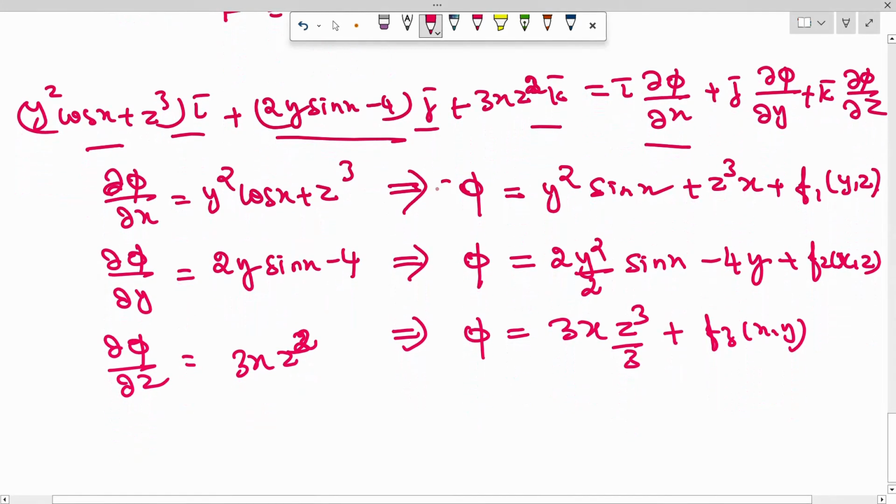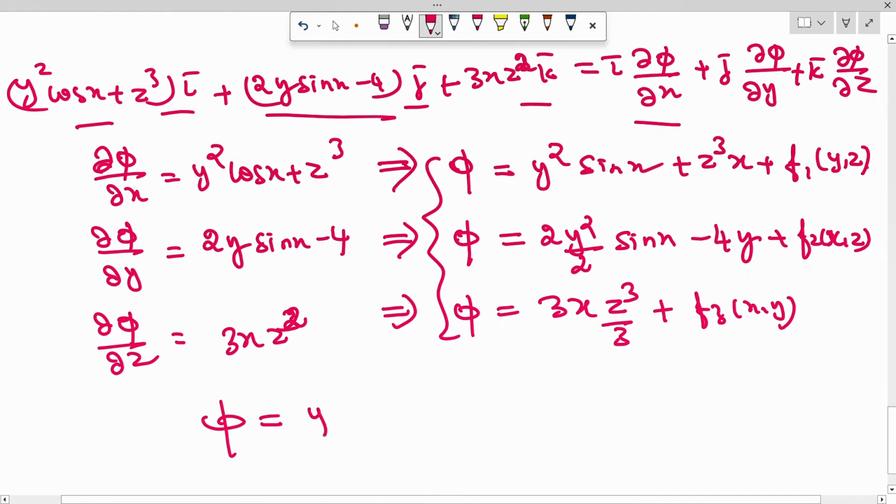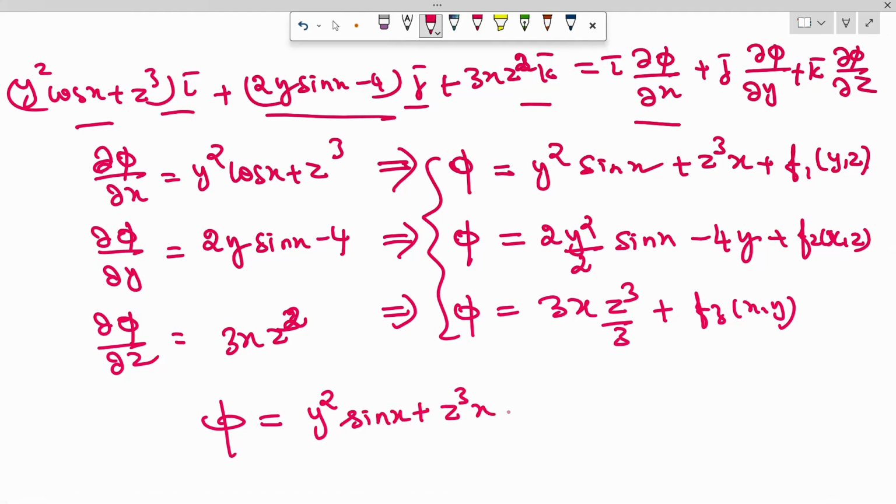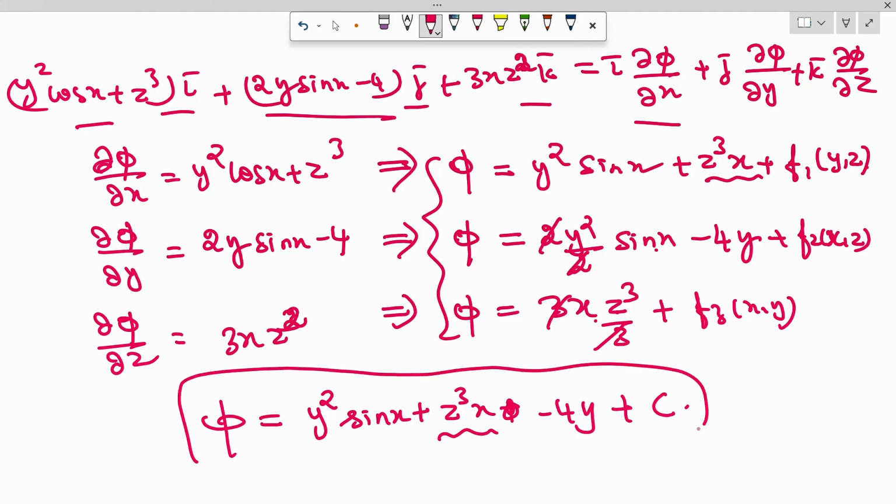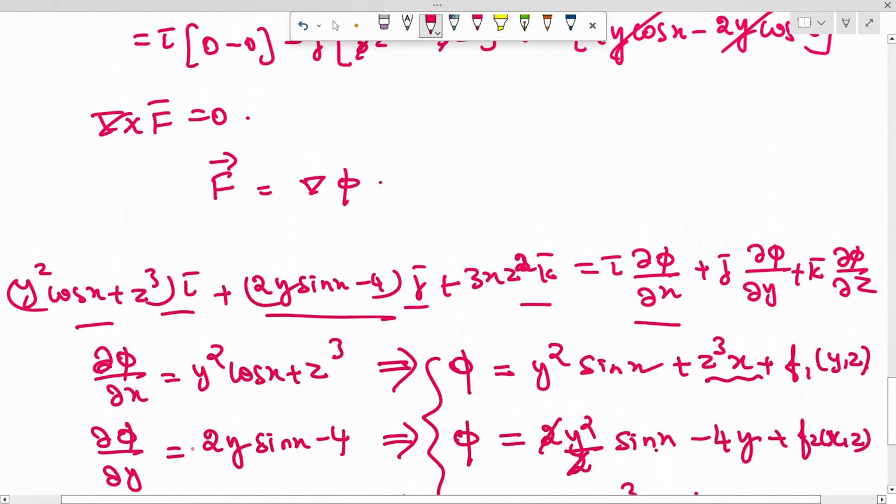Okay, from these three phi values, we are going to write the final answer. Phi is equal to, from the first equation, you write all the terms: y square sin x plus z cube x. Plus, from the second equation, here also y square sin x is there. Already we have written it here, you don't need to write it again. Next term will be minus 4y. The 3 cancels; here x z cube is there, already written here. From the third term already written here, don't write it again. That's all. Plus c, we have to add one constant finally, which is the required scalar potential phi.